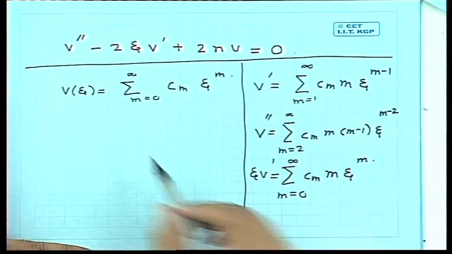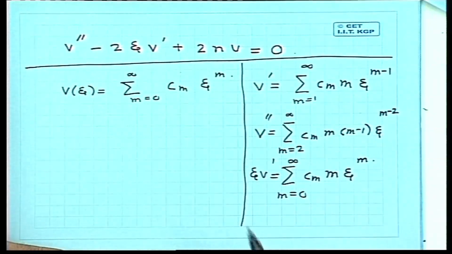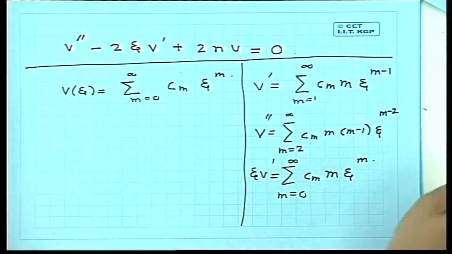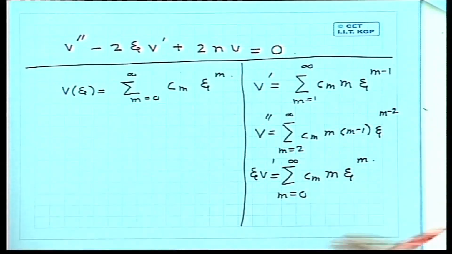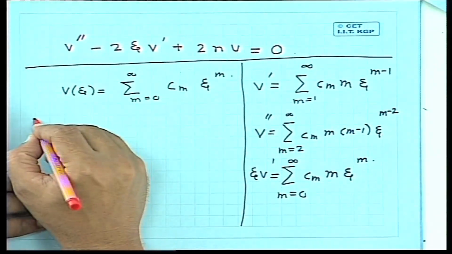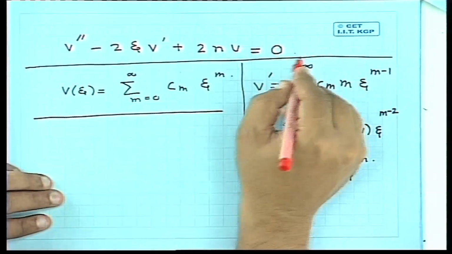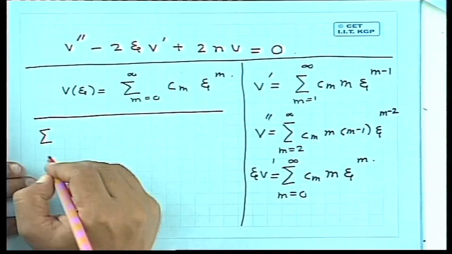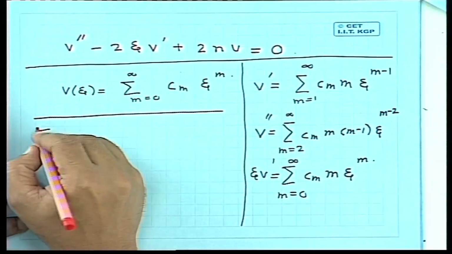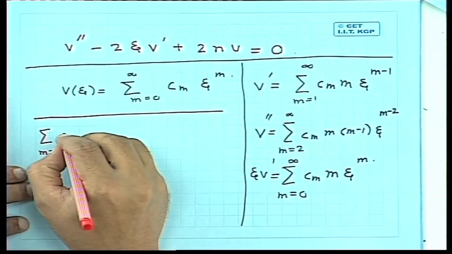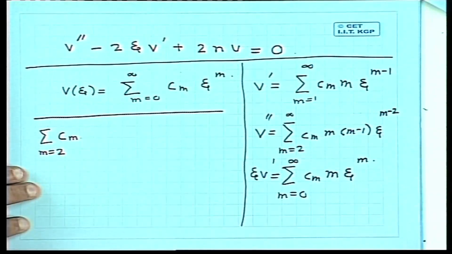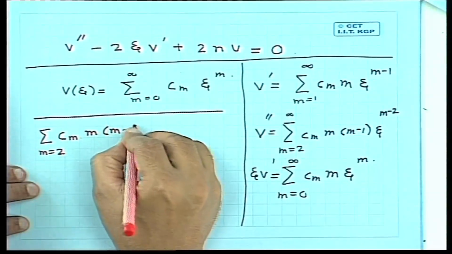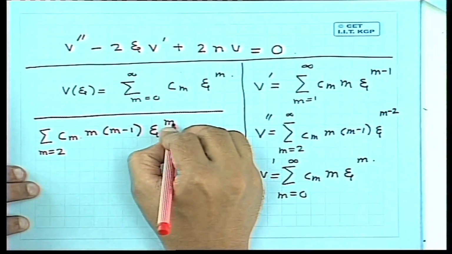So, we take these three, we take this, this and this, and substitute it into this equation. And what does that give us? Let us calculate that. I am writing down the result when I plug all of this into the equation over here. So, the first term v double prime is equal to the sum from m equal to 2 to infinity, I am not showing the infinity here, of Cm into m into m minus 1 into xi to the power of m minus 2.